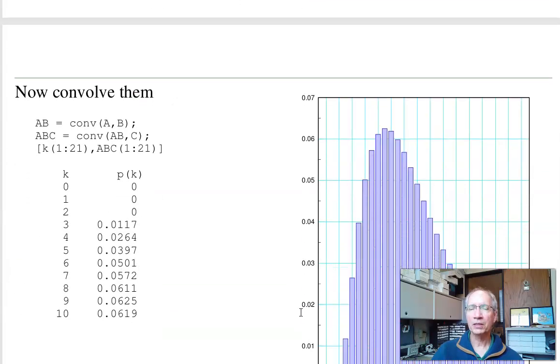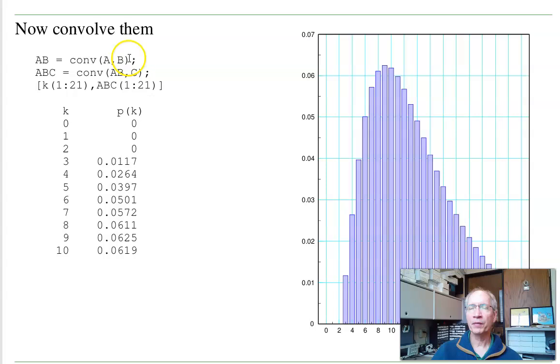Once I get a, b, and c, I can convolve them. Convolve a and b, I get a, b, and c, a, b, c. This is the PDF of the total number of die rolls. That's the Pascal distribution. And that's going to take at least 3 rolls to get 3 ones. The highest probability is right around here, about 9 rolls. The average will be something else.